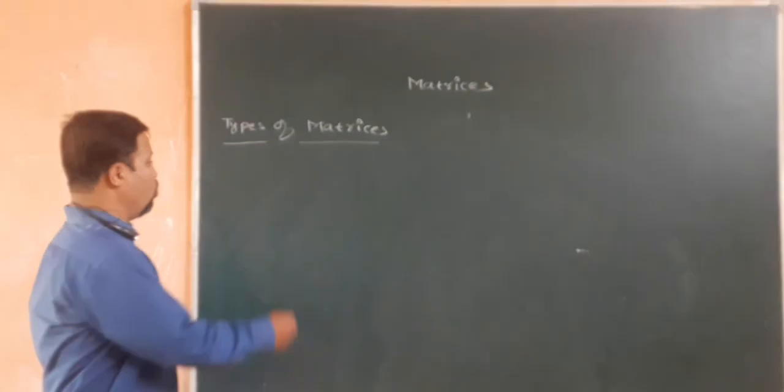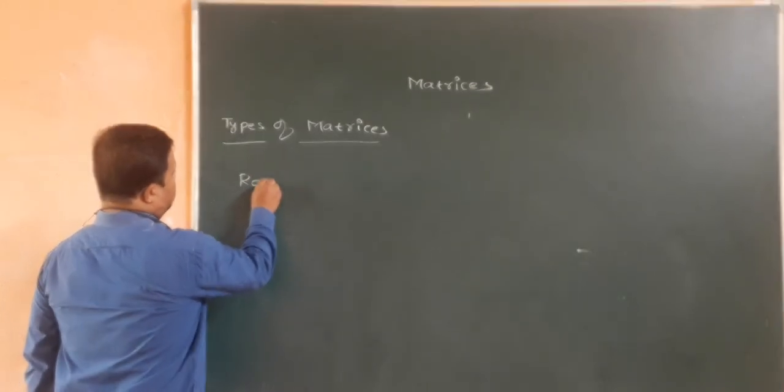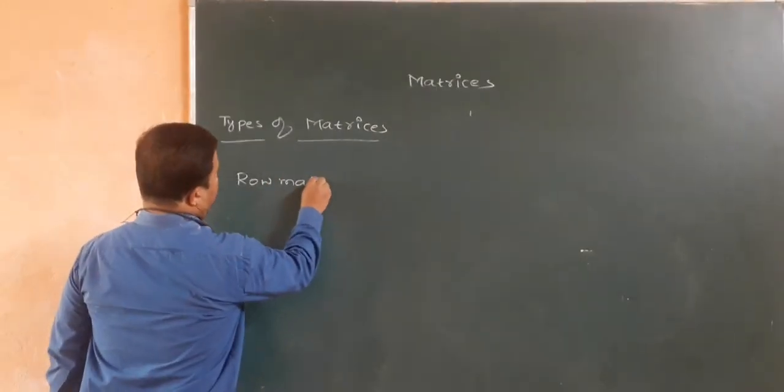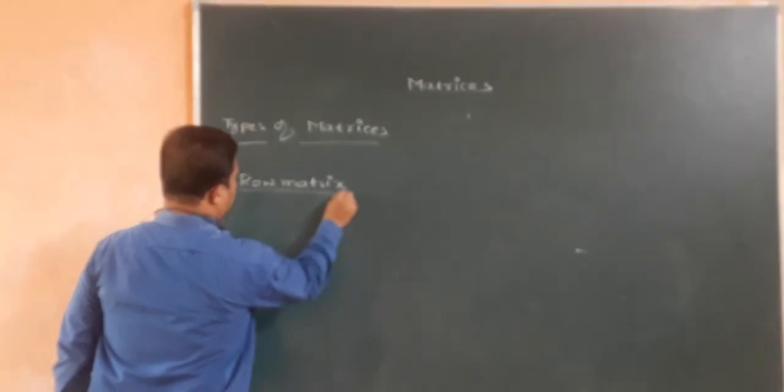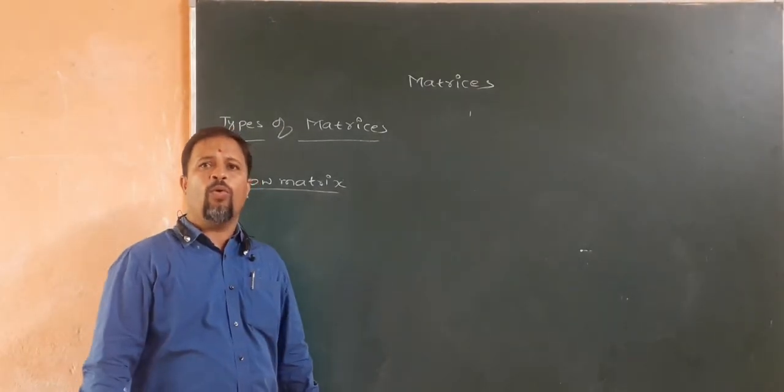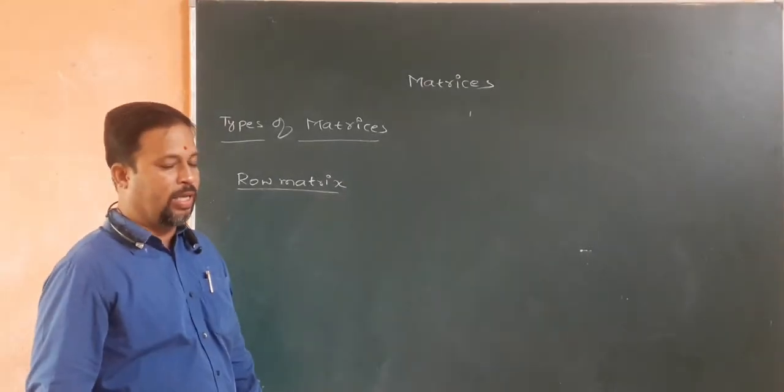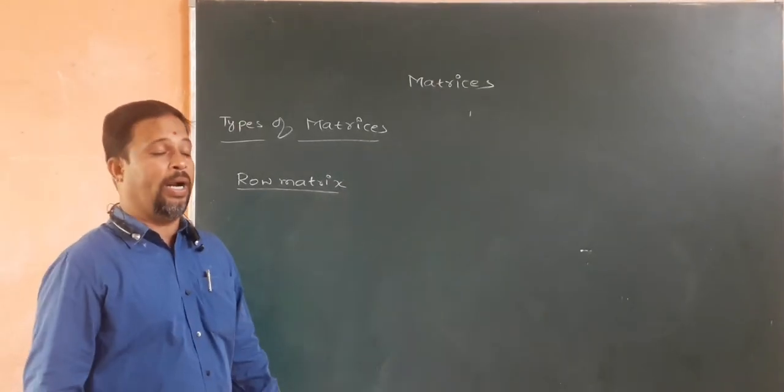So here first we will talk about the row matrix. So what is this row matrix? A matrix which consists of only the rows. That means row elements will be there. Only one row will be there. That is called a row matrix.